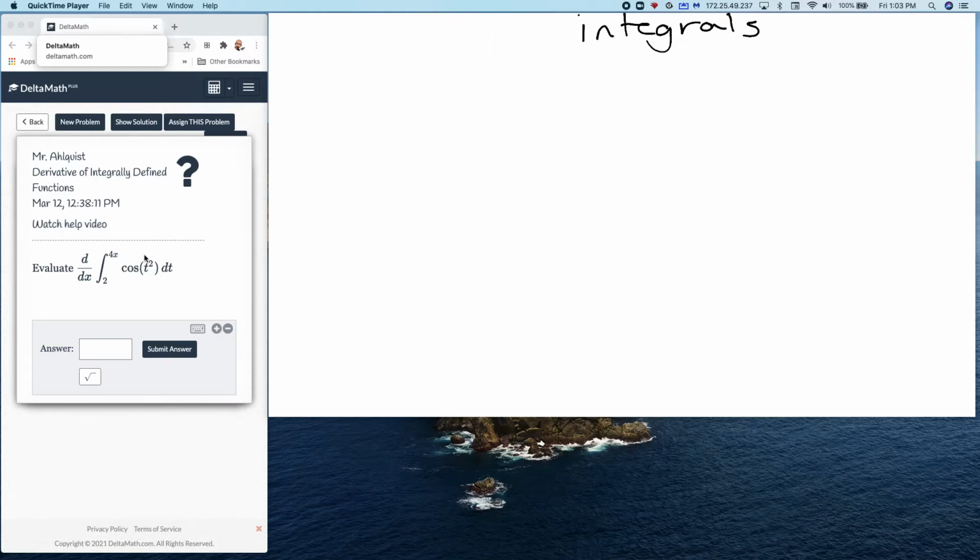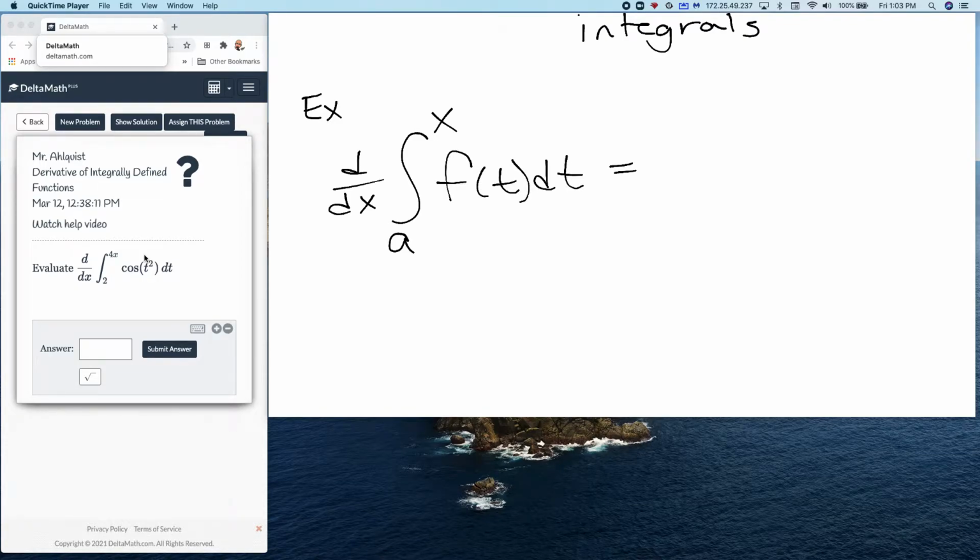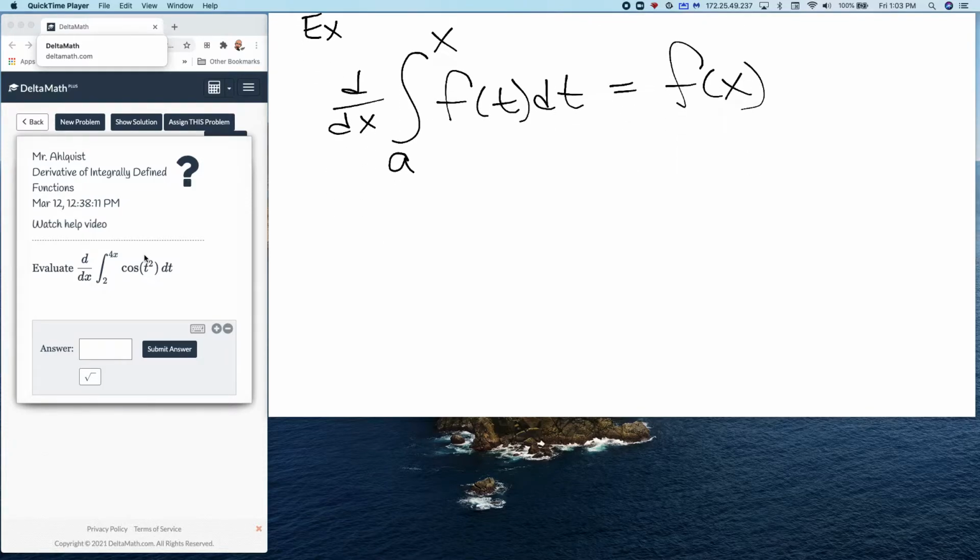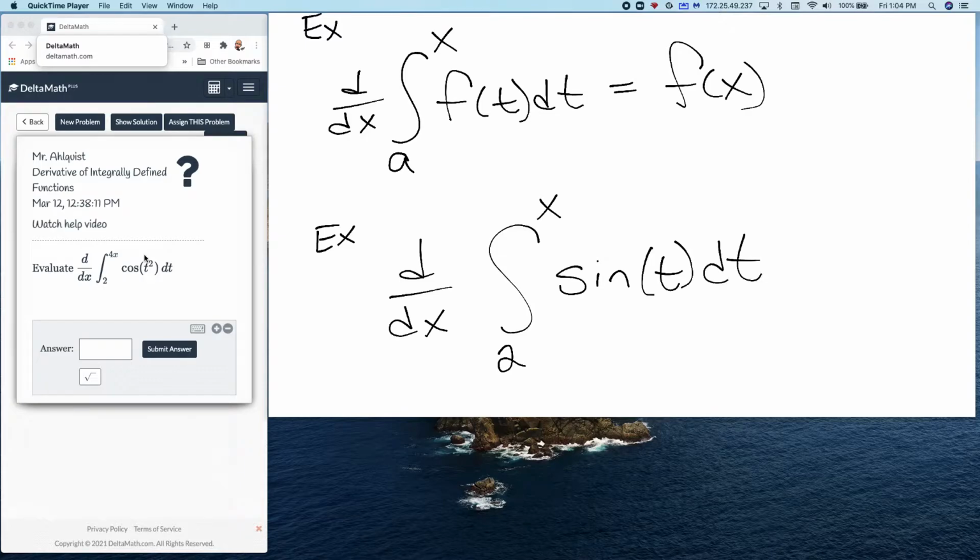What I mean by that is, up to this point, if I gave you an example and I said, if you were taking the derivative from a to x of f of t dt, you all know that that is just f of x. So if I said, okay, what's the derivative from 2 to x of the sine of t dt, hopefully you would be like, oh, that's just the sine of x. And you'd be absolutely right. That's a perfect explanation for that one.